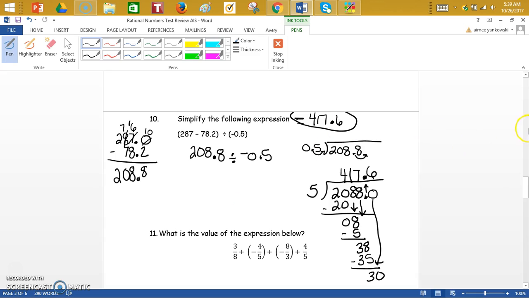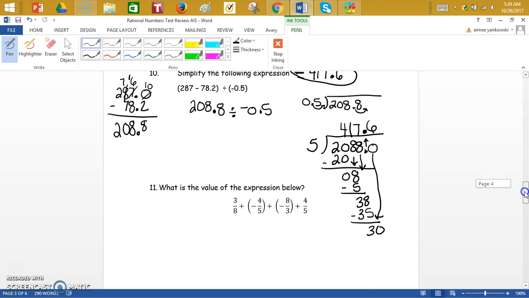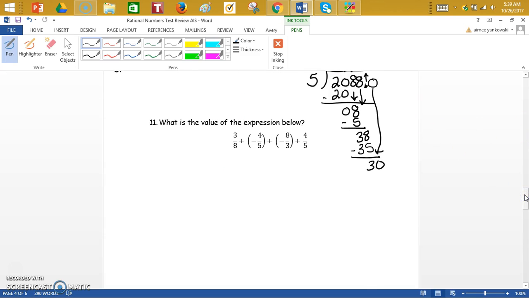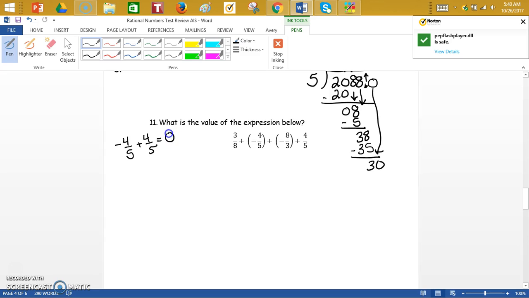All right, let's keep going. Number 11. What is the value of the expression below? Okay, as I look at this, I say, can anything zero out? So I first look for additive inverses. Negative 4/5, positive 4/5. Those are additive inverses. So negative 4/5, positive 4/5, additive inverses. The sum of that would be the identity of 0. Okay, good. So then it's like, ooh, good.